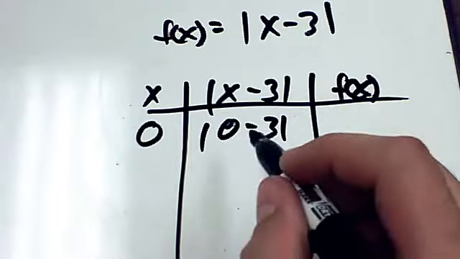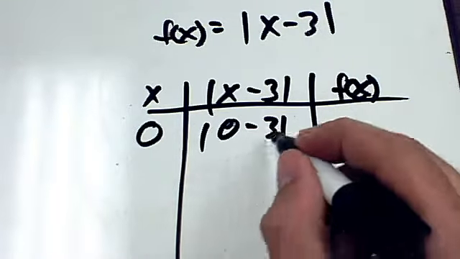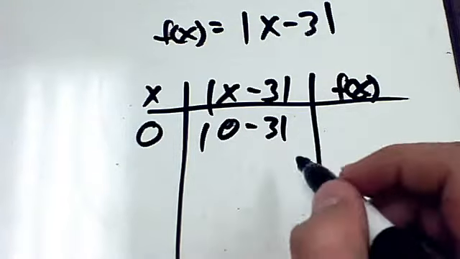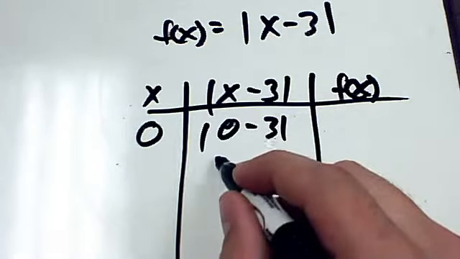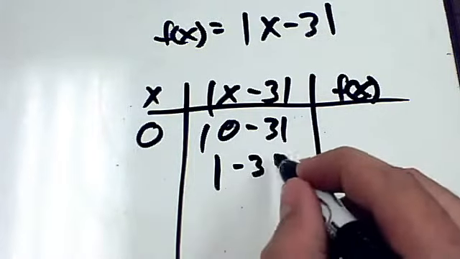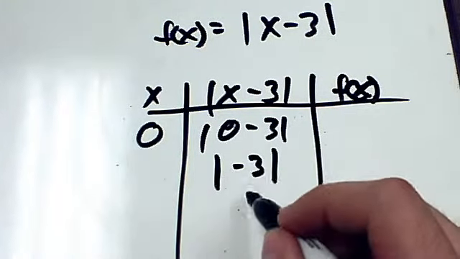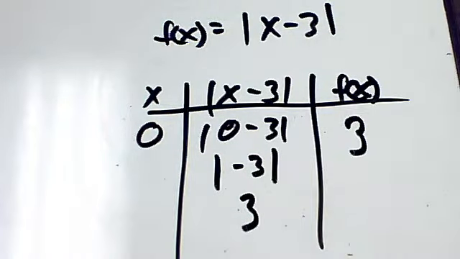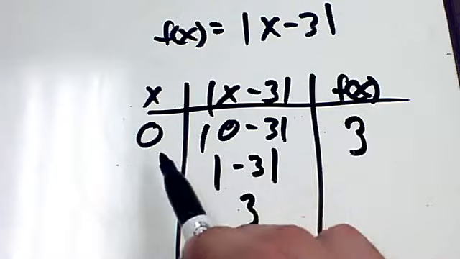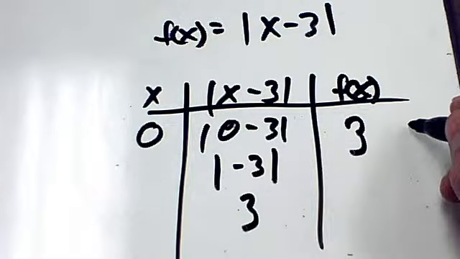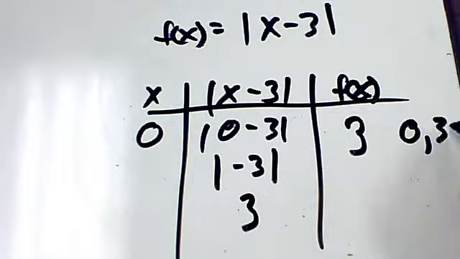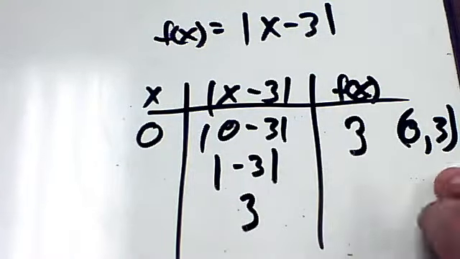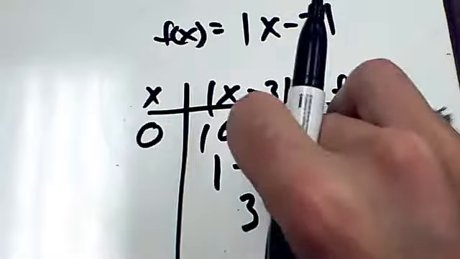Well, in order to work this, you want to actually take this difference here first, and then take the absolute value. So this would be the absolute value of negative 3, which is then 3. Okay, so my f of x would then be 3. And if I were going to plot this, I would have a coordinate point at 0, 3. And that would be my coordinate point. Okay? Let's try a different one.